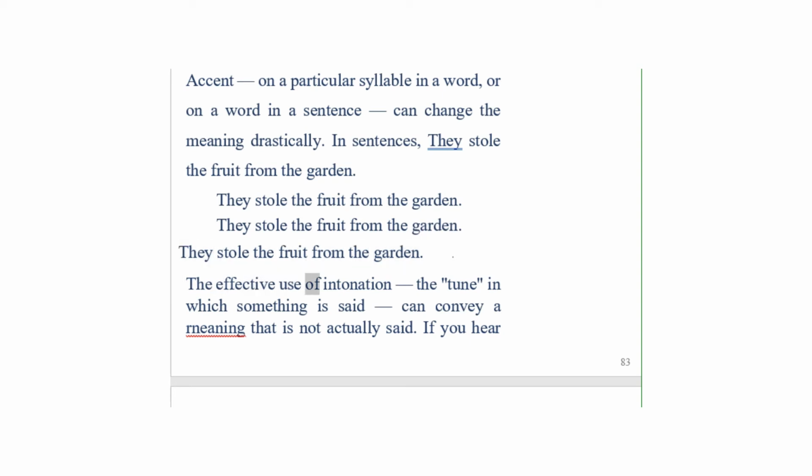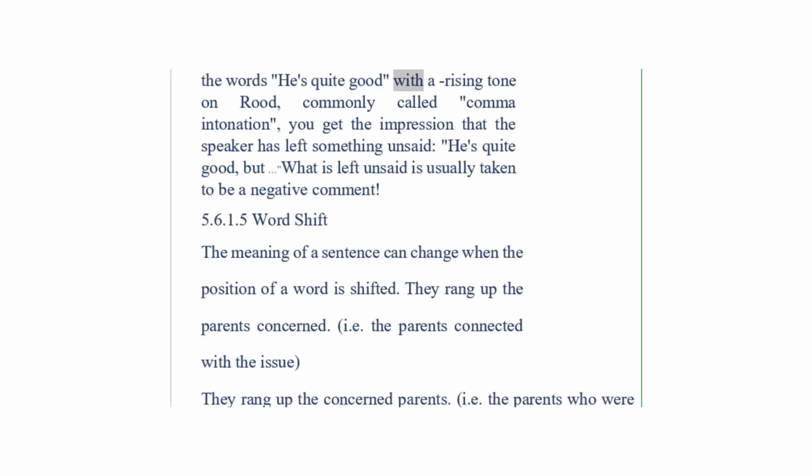The effective use of intonation, the tune in which something is said, can convey a meaning that is not actually said. If you hear the words, "He's quite good," with a rising tone on "good," commonly called a comma intonation, you get the impression that the speaker has left something unsaid. "He's quite good," but what is left unsaid is usually taken to be a negative comment.